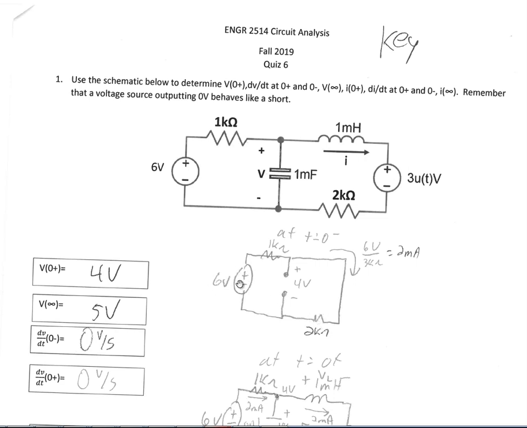We also know that capacitor voltage does not instantaneously change. So if that's what we have at t equals 0 minus, that's got to be what we have at t equals 0 plus. So the first answer here is 4 volts.